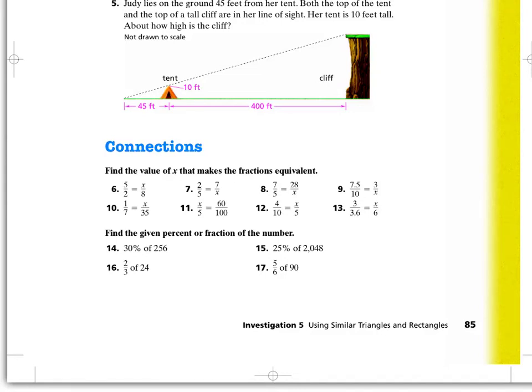Alright, so this is Investigation 5 homework, numbers 6 through 8 and 15 through 21. What we're doing for 6 through 8 is finding the value of x that makes the fractions equivalent. I am going to show you how to do this using cross multiplication.